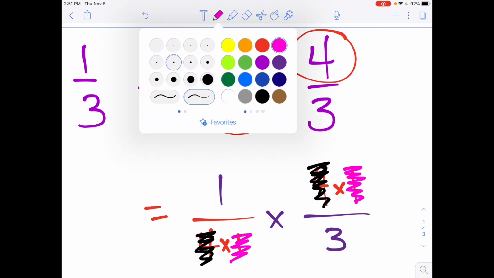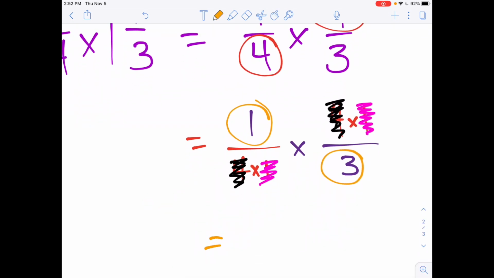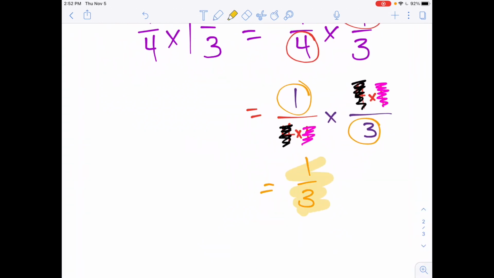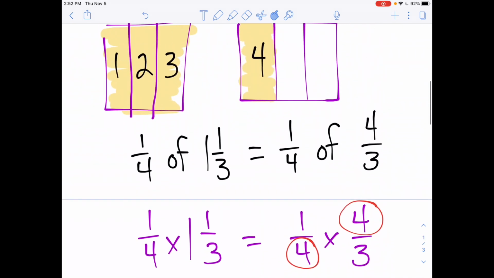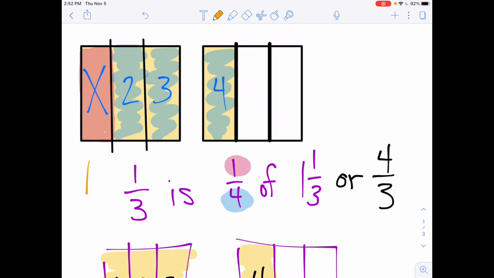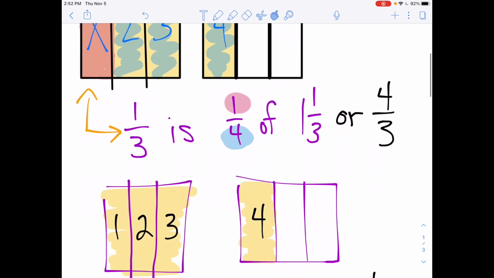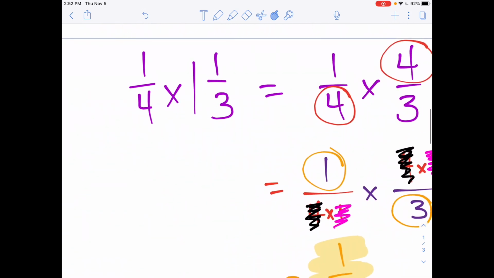Hey, take a look at what's left. It's not a trick. There's a 1, here's a 3. My answer is 1/3, which is what we said it should be. I'm going to slowly go back up. Here we go. There it is. There's our 1/3. Here's our 1/3. It works. Where kids get really stuck is when they don't think of 1 1/3 as a fraction.